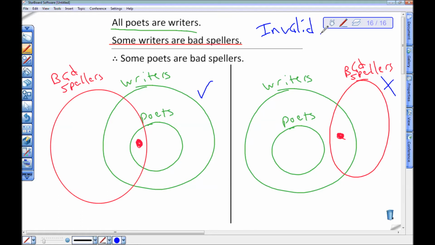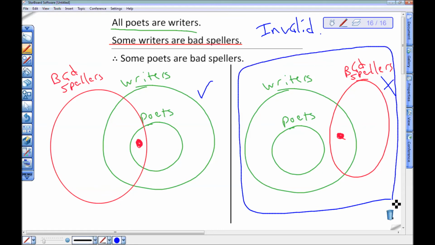Okay. This argument is invalid because I can draw a picture from the premises, specifically this one on the right, and have it not match the conclusion.